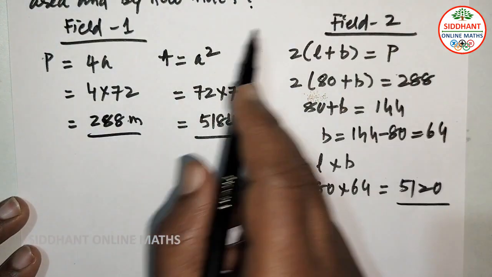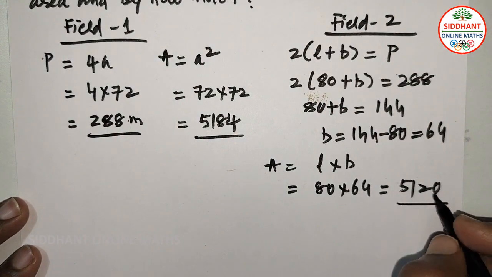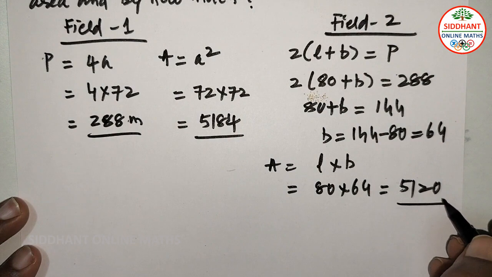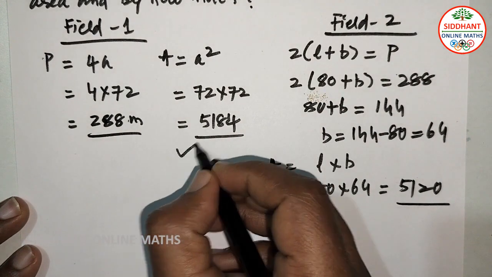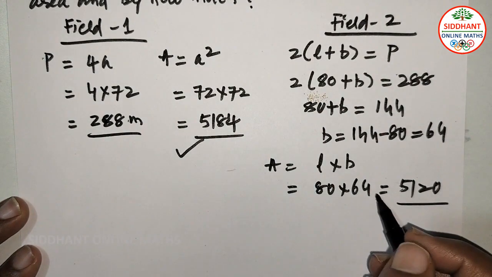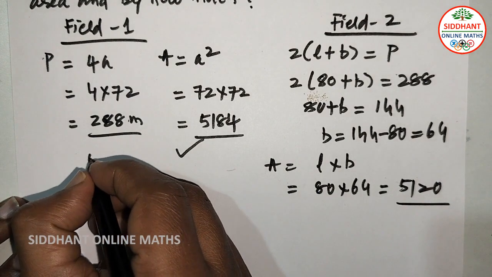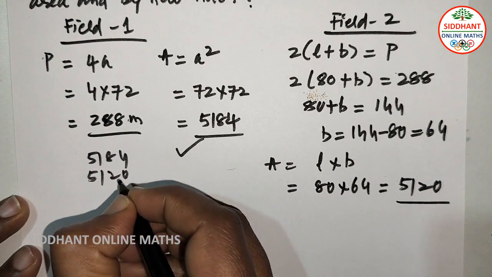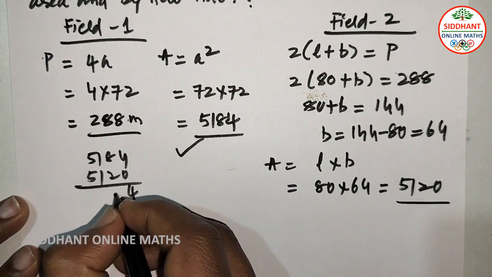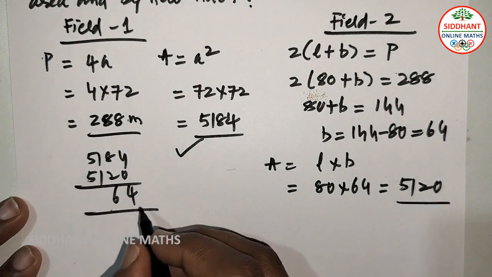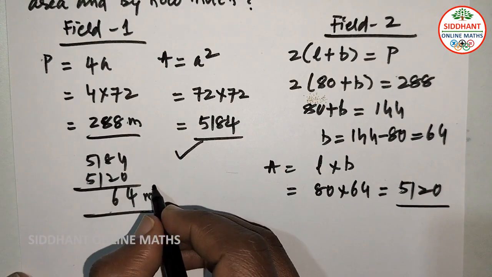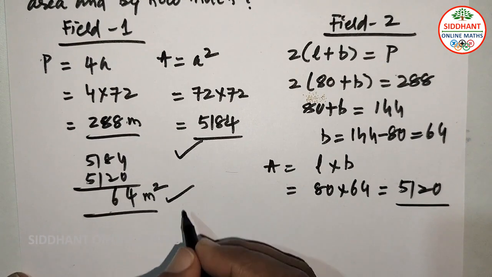So which field has the greater area? Field 1 is having greater area. Next, by how much? By how much means we are going to subtract, and we get 64. So by 64 square meters, it is more.